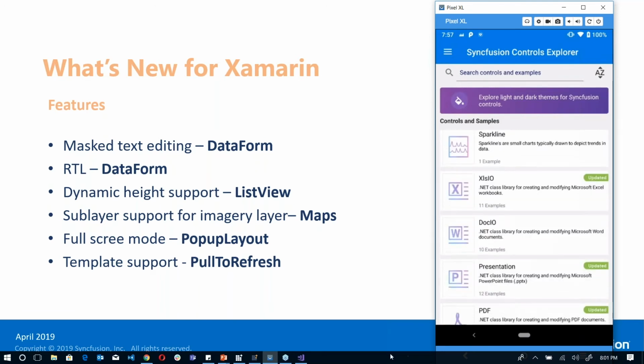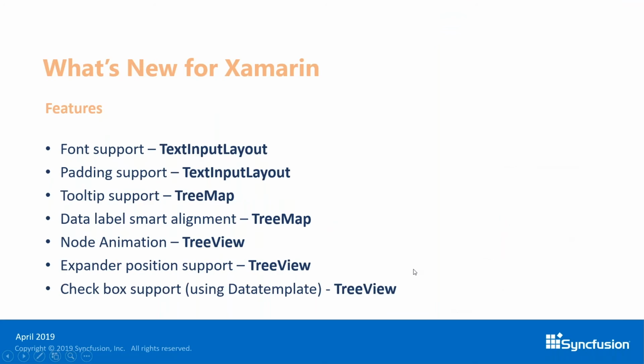with our tree map. So this is basically all the features that we have introduced. I have already shown all these things in the sample. For the text input layout, we have given font and padding support. So you can customize the text input layout with any font of your desire. And we have also given padding support, so that the text will have padding against the border. So all these things are the features that we have developed for Xamarin.